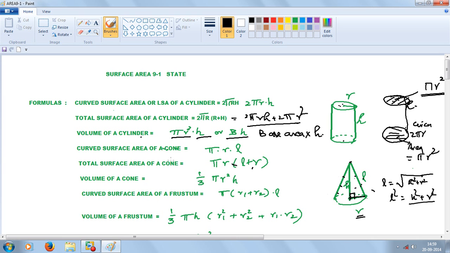So in the case of a cone, when this is the total area, you will add on the area of the bottom, pi r square. We can also write this as pi r L plus pi r square.